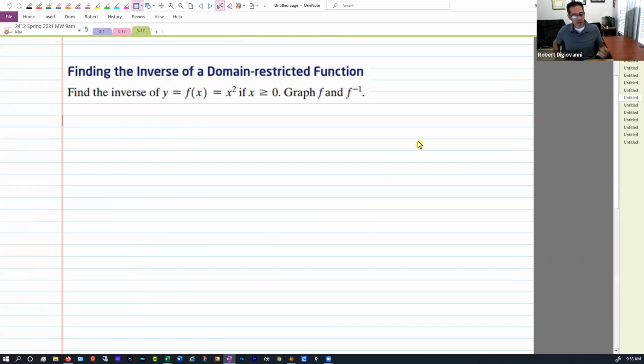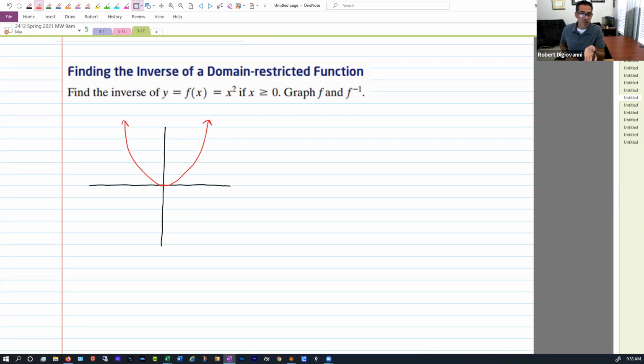Okay, so take a look at this one. Find the inverse of y equals f of x equals x squared if x is greater than or equal to 0. So let's take a look at the graph real quick. Everyone here knows what x squared looks like, right? So x squared does look like this, right? But that doesn't have an inverse. Does everyone agree that doesn't have an inverse?